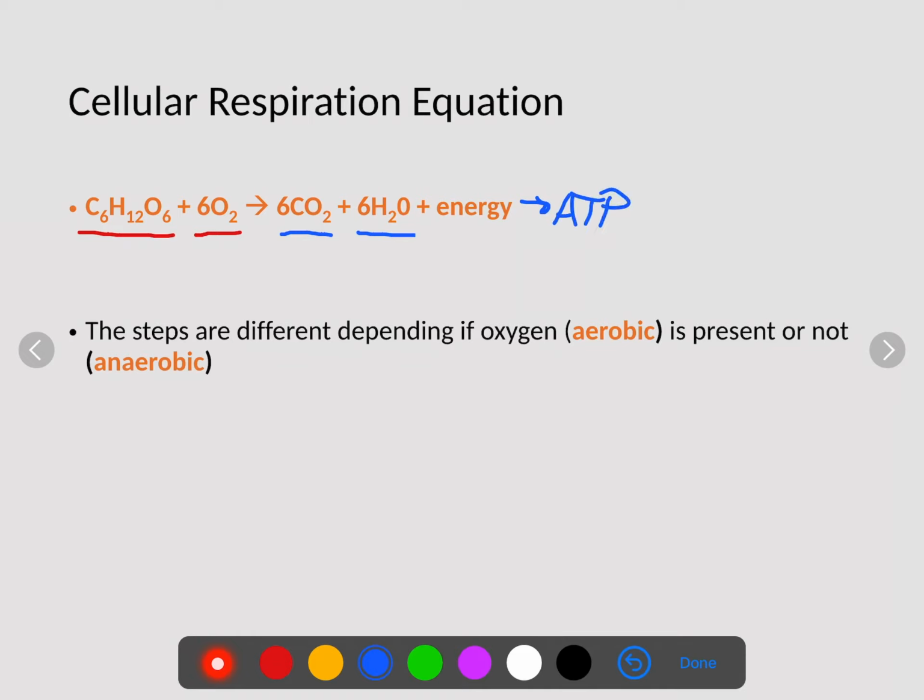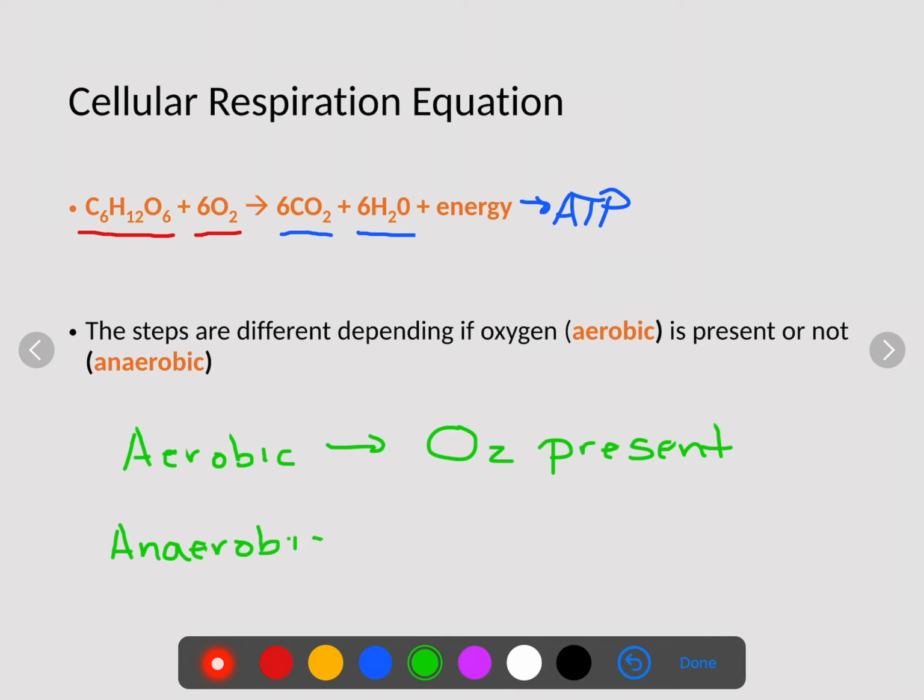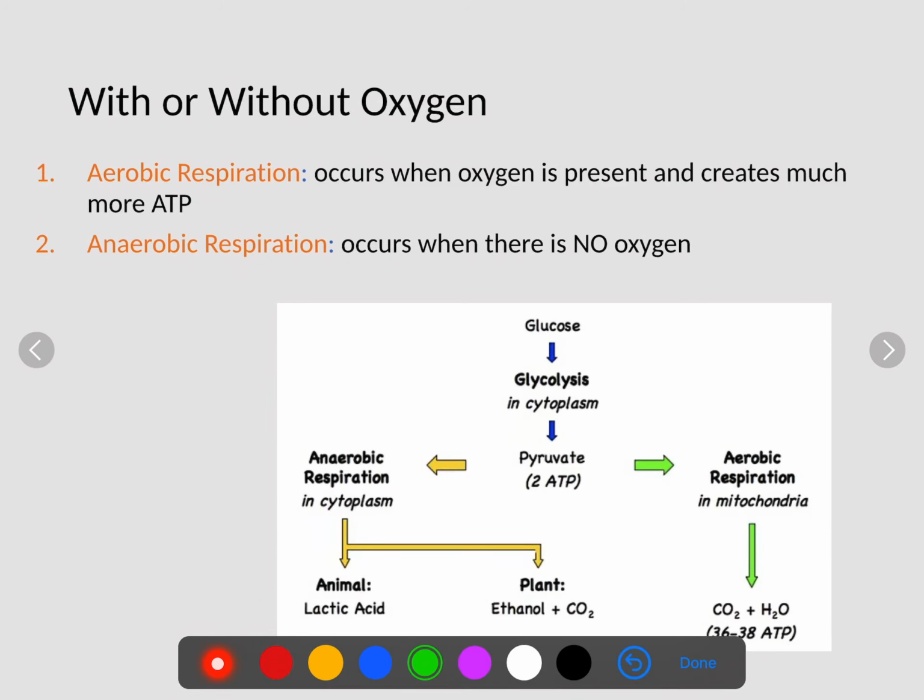Now the steps of cellular respiration are a little bit different depending on if we have or don't have oxygen. When oxygen is present, we call this aerobic respiration, and this is where the majority of our ATP is produced. Now, when we're in an anaerobic situation, we have no O2. So in other words, no oxygen is present, and our body is working a lot harder to fulfill its ATP needs.